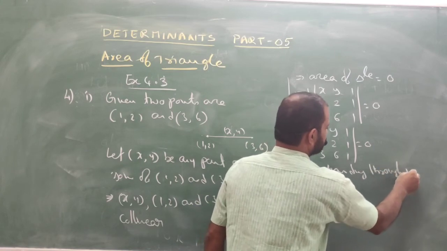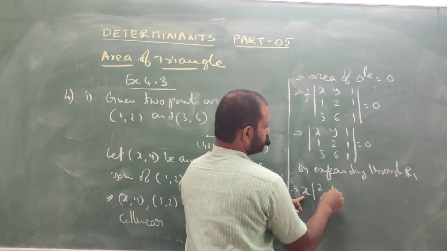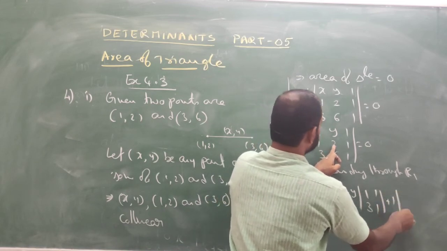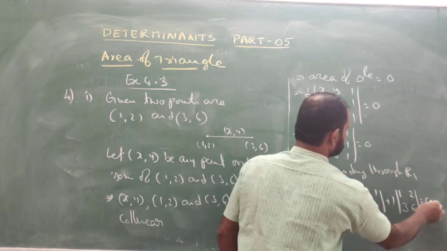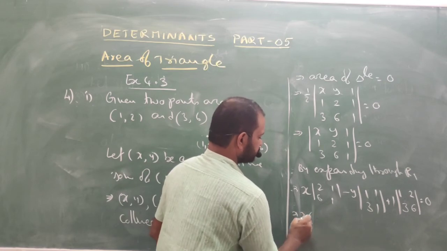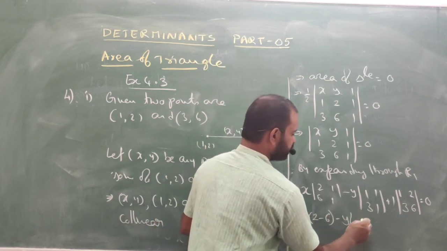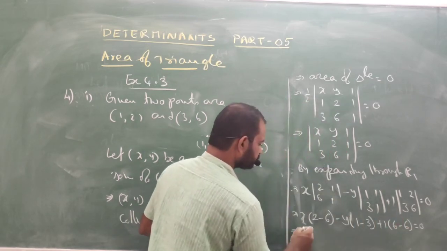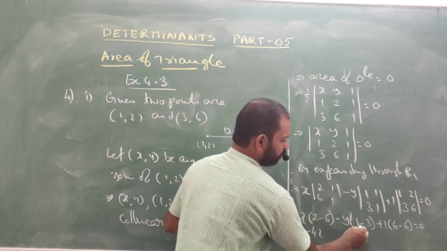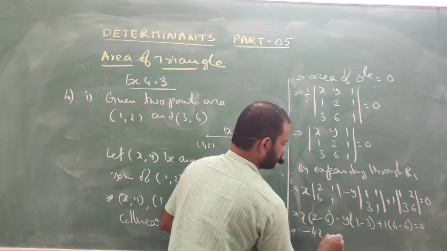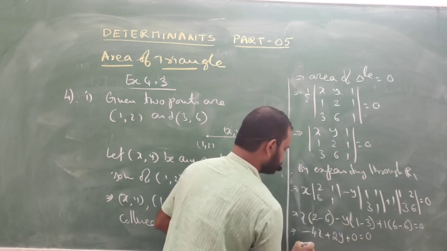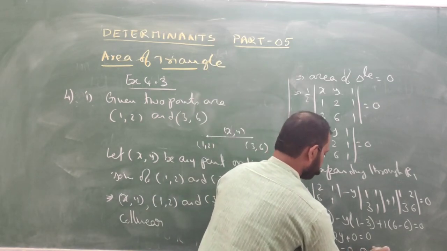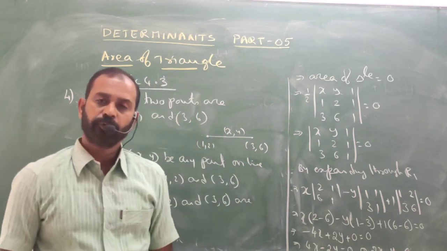through R1, we get x into (2, 1; 6, 1) minus y into (1, 1; 3, 1) plus 1 into (1, 2; 3, 6) is equal to 0, which implies x into (2 minus 6) minus y into (1 minus 3) plus 1 into (6 minus 6) is equal to 0. This is minus 4x, minus y into minus 2, that is minus into minus, plus 2y, plus 0 is equal to 0. Or we can write it as 4x minus 2y is equal to 0, or 2x minus y is equal to 0. I hope it is clear to everybody.